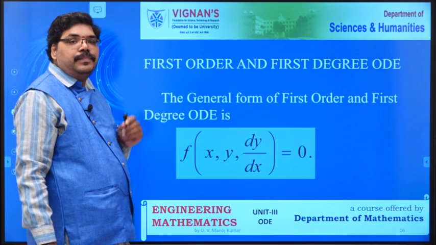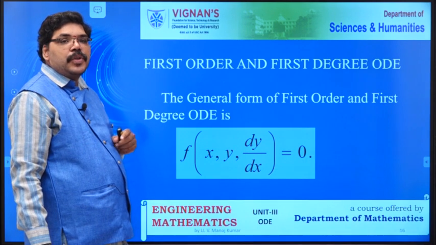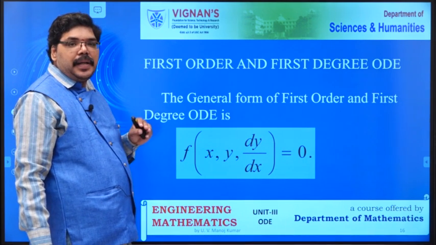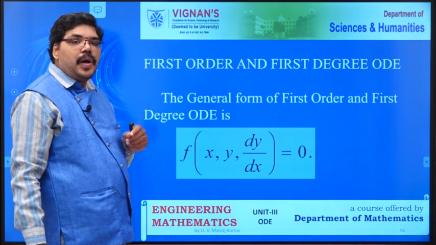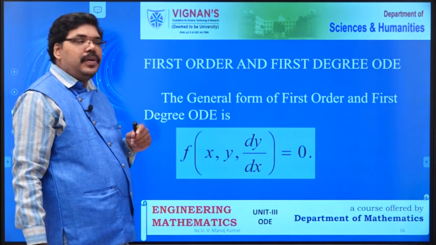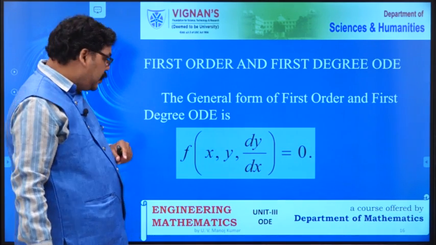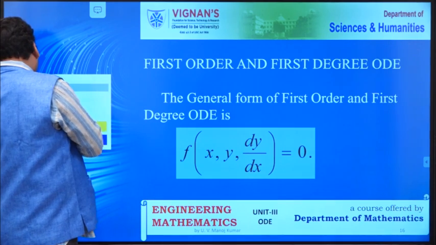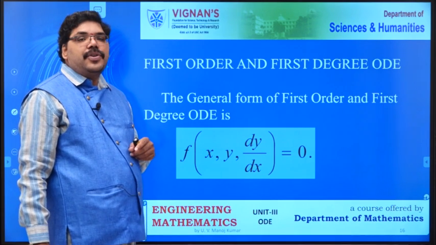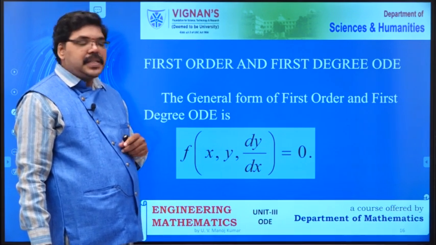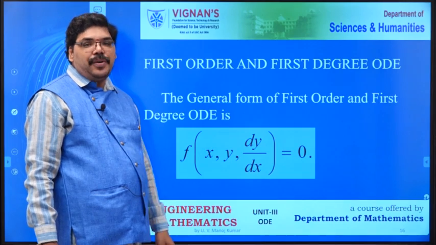Now come to the topic of first order, first degree ODE. So this is the major topic that we are covering in this particular unit. So here we want to solve different types of first order and first degree ordinary differential equations. So the general form of the first order first degree differential equation is f of x, y, dy by dx equals 0.